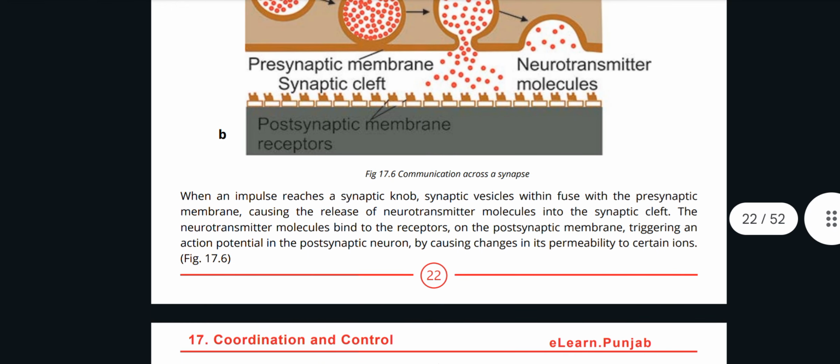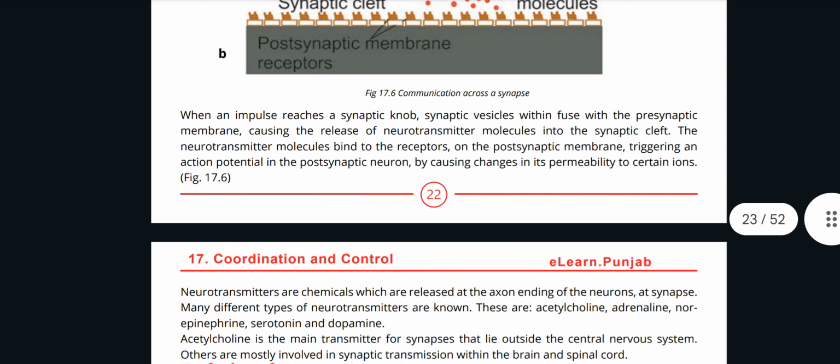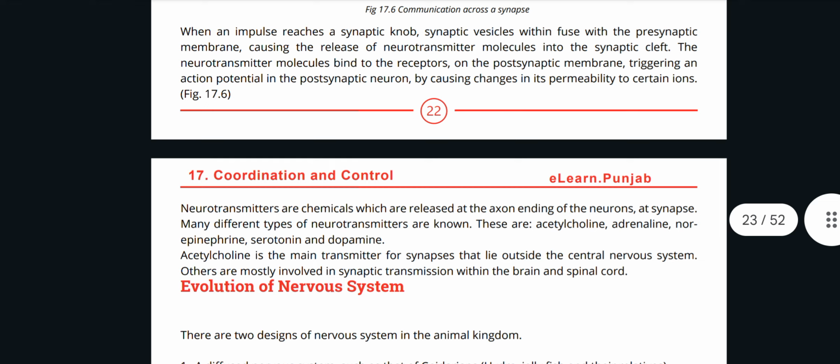Let's look at it. When an impulse reaches a synaptic knob, synaptic vesicles within it fuse with the presynaptic membrane, causing the release of neurotransmitter molecules into the synaptic cleft. The neurotransmitter molecules bind to the receptors on the postsynaptic membrane, triggering an action potential in the postsynaptic neuron by causing changes in its permeability to certain ions.